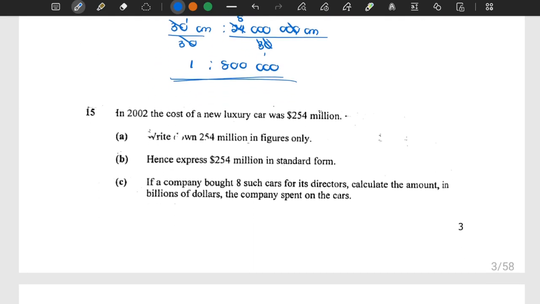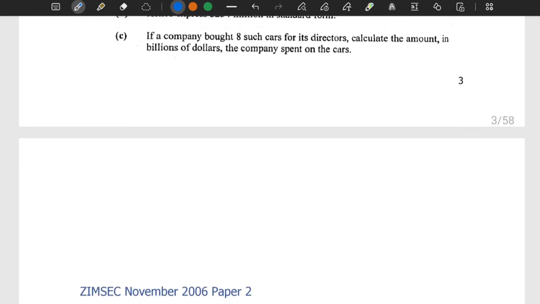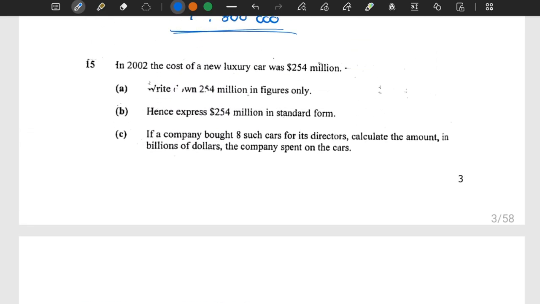Perfect. Number 15. It says in 2002, the cost of a new luxury car was 254 million. First question says, write down 254 million in figures only. Million has 6 zeros. So 254 and 6 zeros.